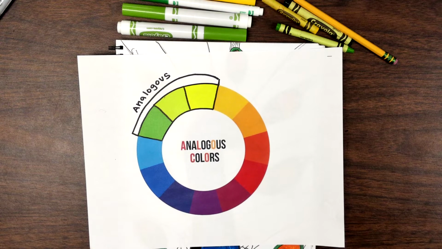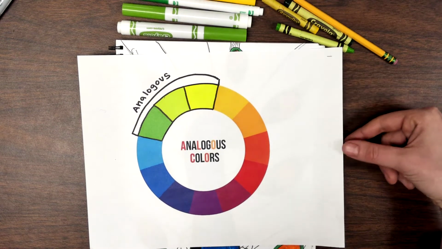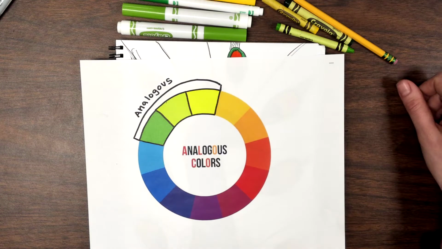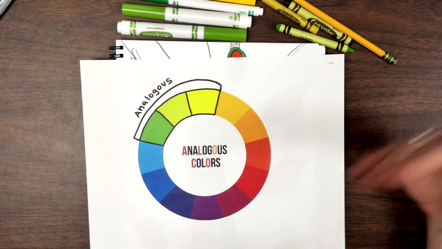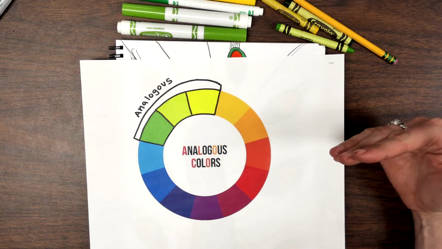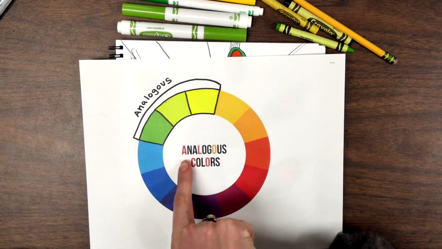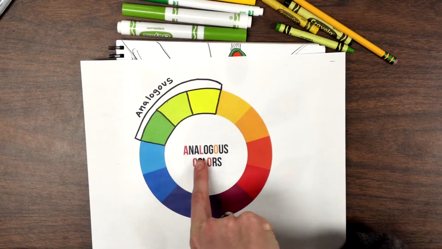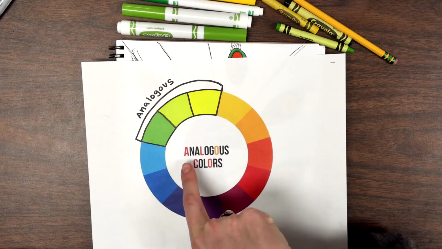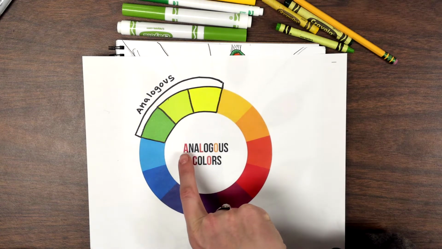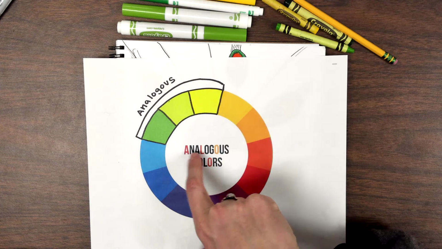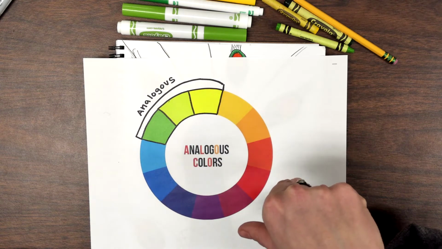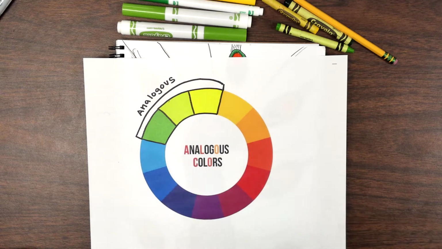This is step 5 for your peacock drawing. So for this step, we're going to talk a little bit about the color wheel and a certain color scheme. You might be wondering what this funny looking word is. Let's pronounce it together. Analogous. Analogous colors.